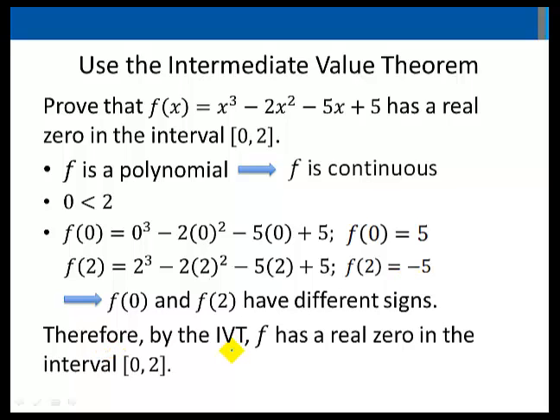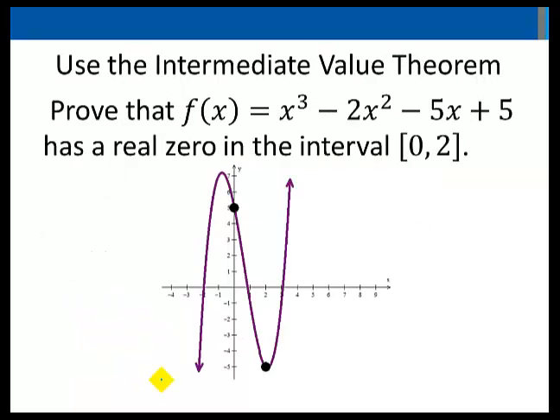Therefore, by the intermediate value theorem, f has a real 0 in the interval 0, 2. We can see that 0 on our graph of f of x here, the 0 that appears on our graph somewhere between 0 and 2.